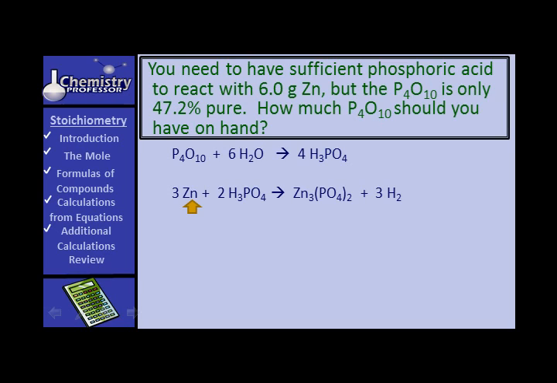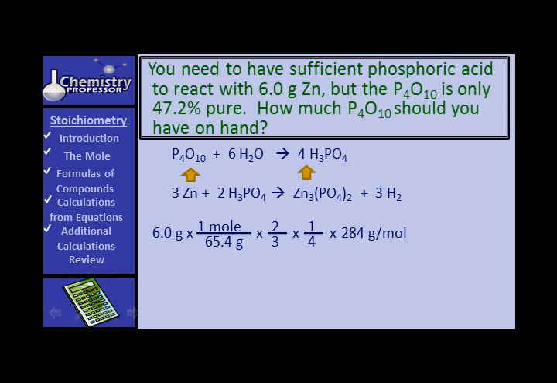Well, we're going to start with the zinc. We have 6 grams of zinc times 1 mole over 65.4 grams. That gives us the moles of zinc. Now we're going to go to moles of phosphoric acid, and that's times a 2 to 3 mole ratio. But you have to understand now the phosphoric acid that you're producing in the first equation is the same as the phosphoric acid that you were using in the second equation. Now you're at the phosphoric acid in the first equation. Let's get to P4O10. And that's a 1 to 4 ratio. And now you're right here.